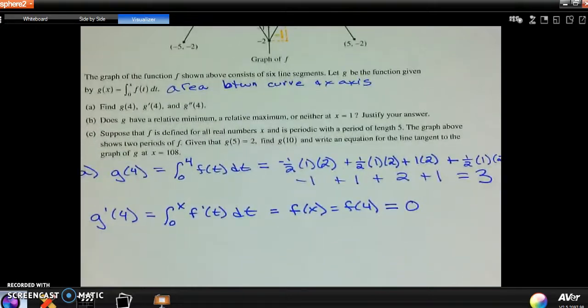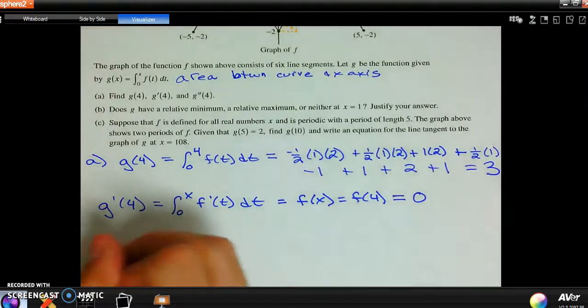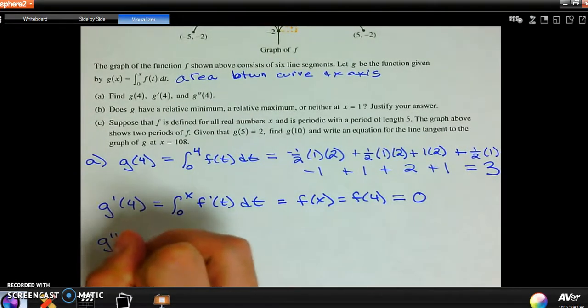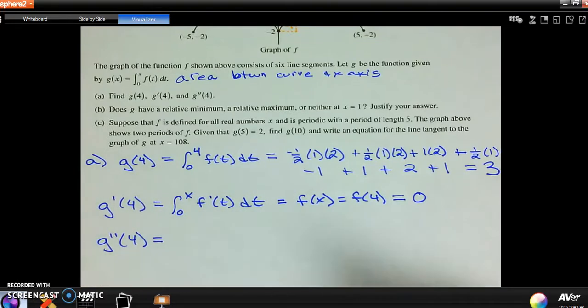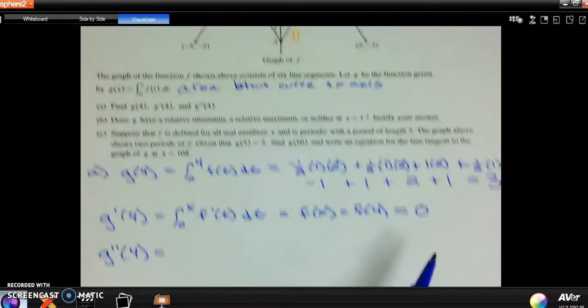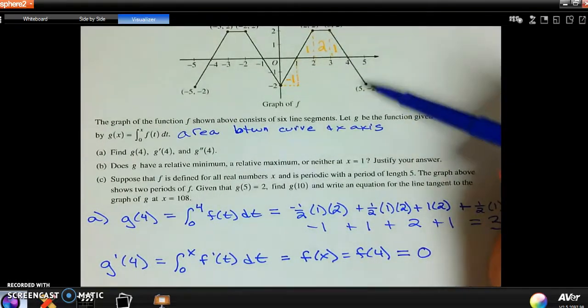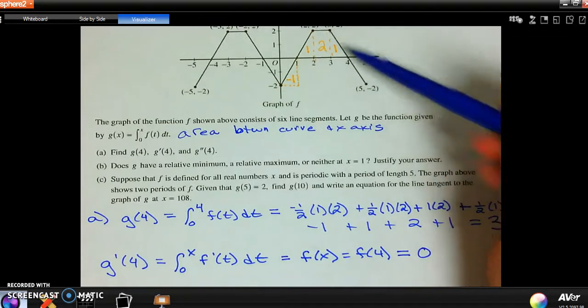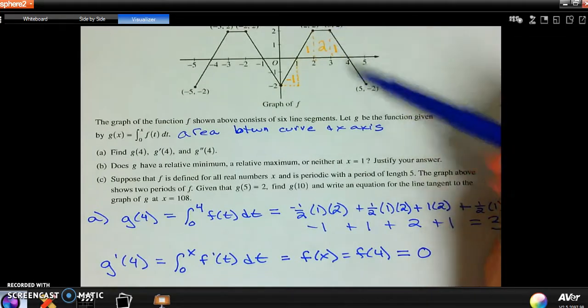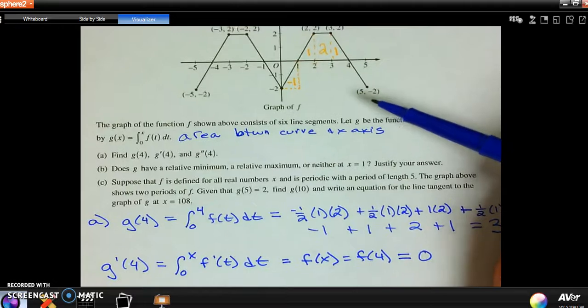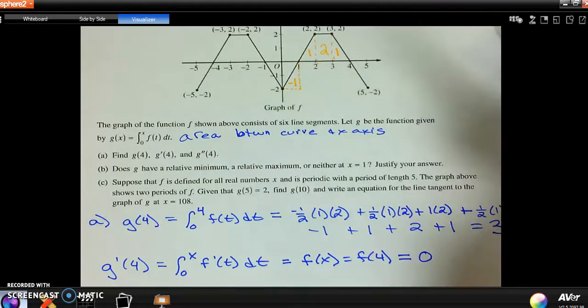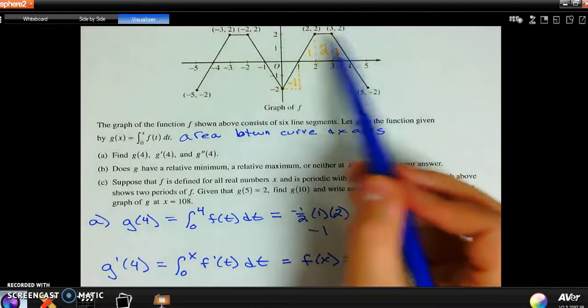And then the last part for part A was the second derivative at 4. So now we have to look at this graph. We want to figure out the second derivative. If this is already the first derivative, then to look at the second one, we have to analyze the slope at 4. So to figure out the slope at 4, you're just going to have to use your 2 points.